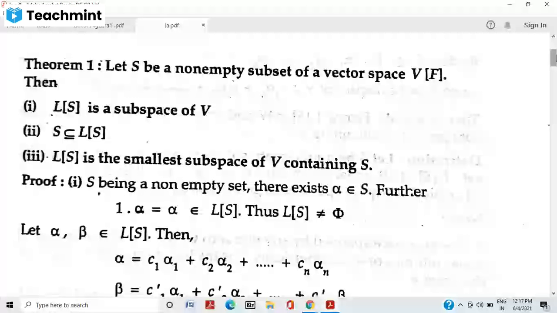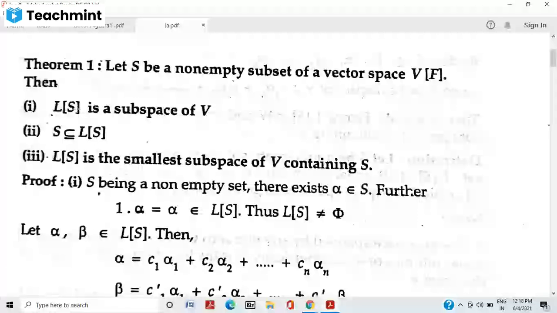For that, you should remember what is linear combination and what is linear span. First of all, what is linear combination? If alpha 1, alpha 2, etc., alpha n are vectors of a vector space V, then an expression of the form C1 alpha 1 plus C2 alpha 2 plus etc. Cn alpha n, where all Ci belong to F, is a linear combination. Then what is linear span? We can write L of capital S; it represents linear span.